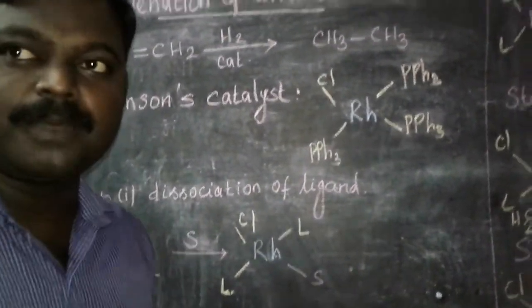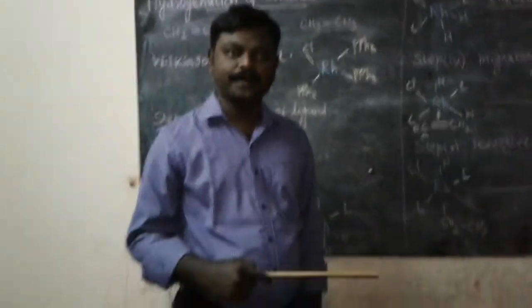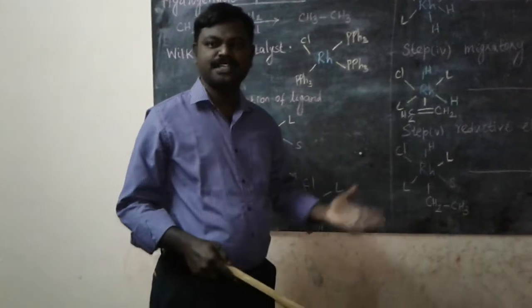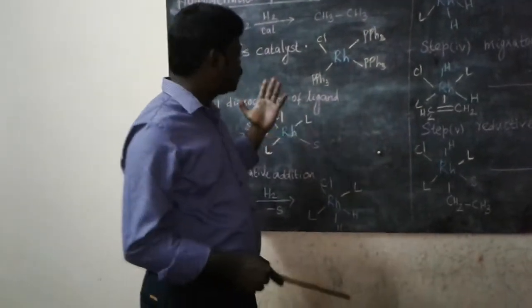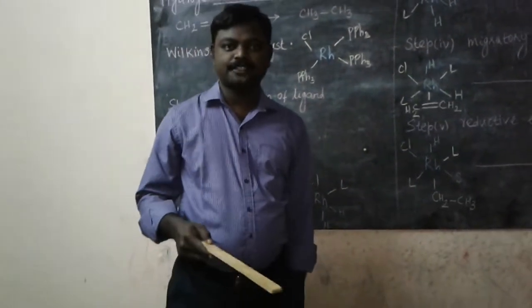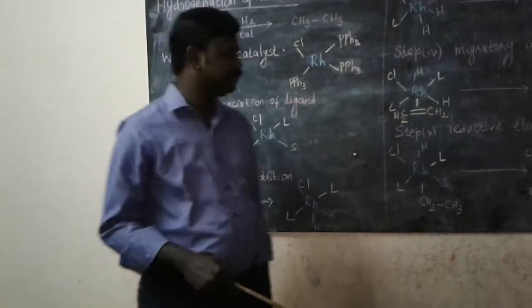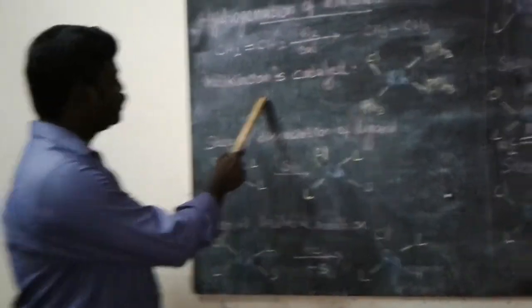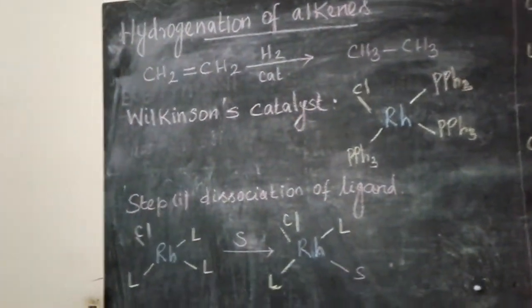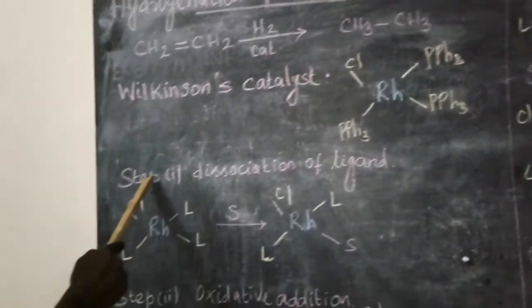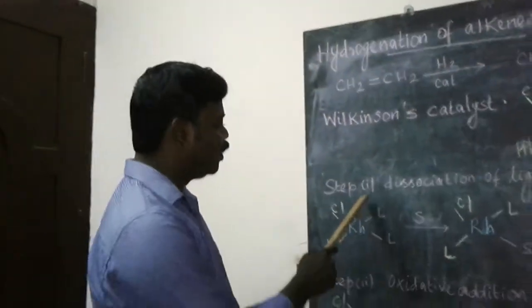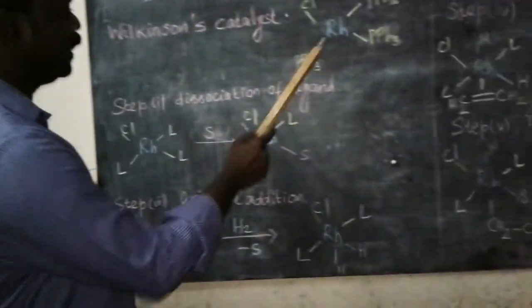So I do not want to take much of your time. I will try to explain the steps involved in the action of a Wilkinson catalyst as early as possible. So this catalyst actually acts in 5 steps. There are 5 steps in the mechanism of this catalyst. Step 1 is the dissociation of the ligand.